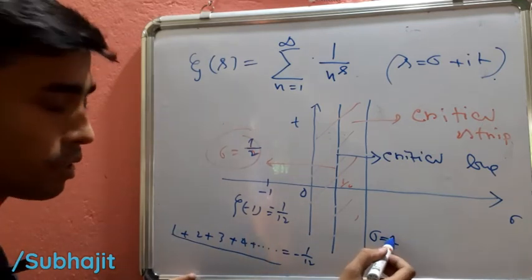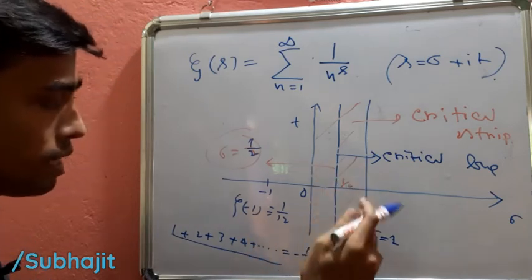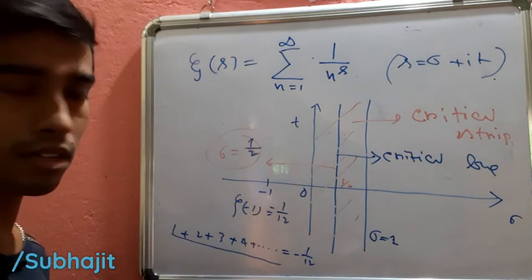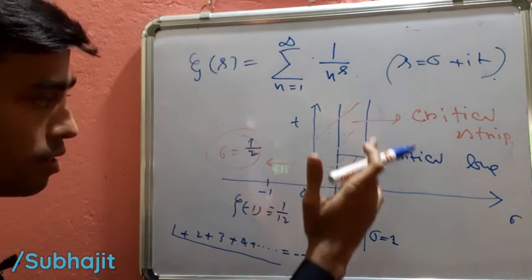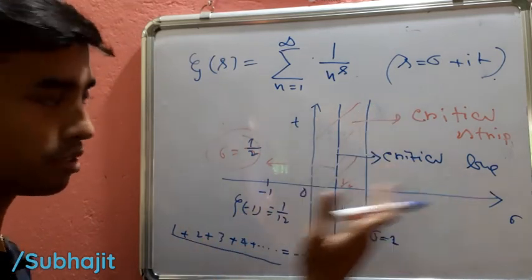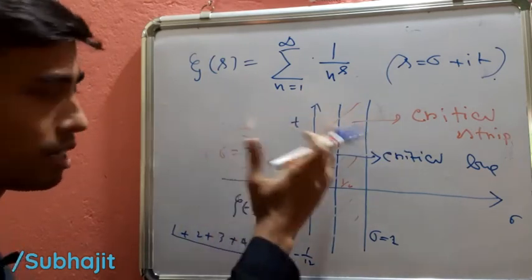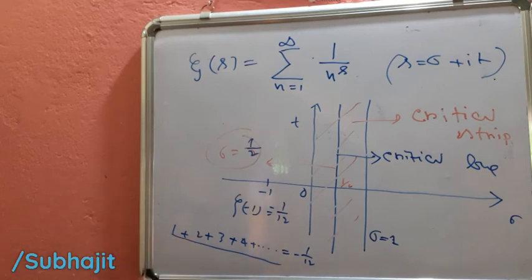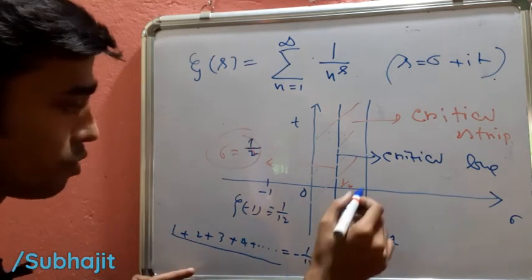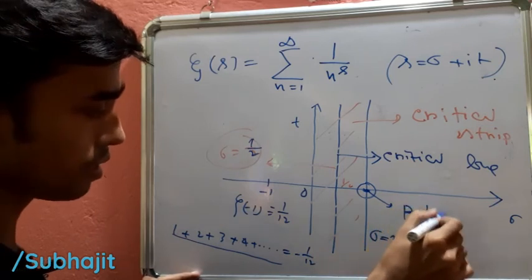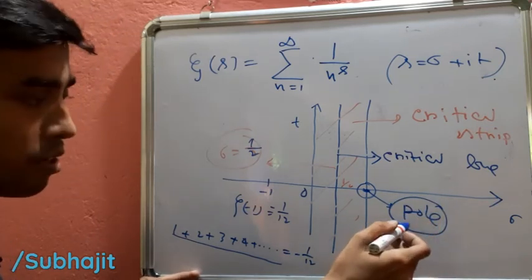Of course, sigma equals 1 is also a very beautiful line, because on the right-hand side the function is normally well defined. On the left-hand side, the function is not well defined, so there is some analytic continuation. And at the point 1 there is a pole, which means the reciprocal of the function at this point is 0.